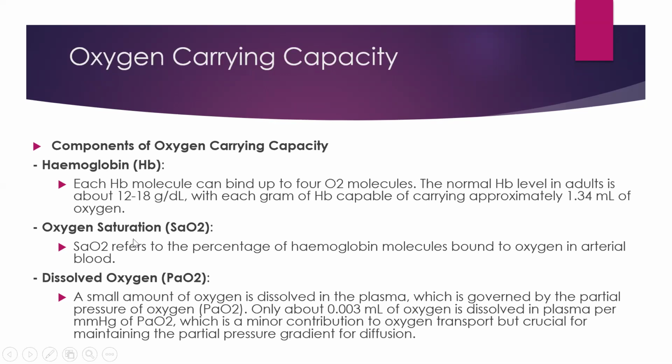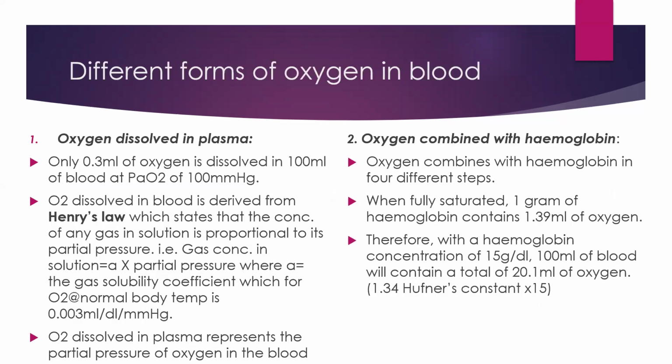Now, oxygen carrying capacity of the blood is determined by 3 very important factors: hemoglobin concentration, the oxygen saturation, and the amount of oxygen that is dissolved in plasma, which makes up the partial pressure of oxygen. We're going to see this more, but because of our time. There are different forms of oxygen in blood. We have the small one that is dissolved in plasma and the larger portion that is combined with hemoglobin. Only about 0.3 ml of oxygen is dissolved in 100 ml of blood at a partial pressure of oxygen of 100 millimeters of mercury.